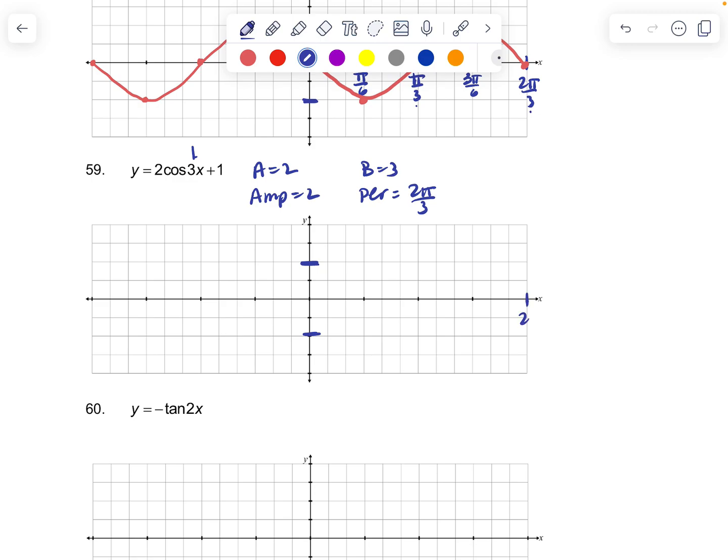Okay, so again, let's label this. This is 2 pi over 3. This is pi over 3. This is pi over 6. And I believe this was 3 pi over 6. I'm just kind of copying from above. All right, I'm going to deal with that +1 later. Okay, so let's kind of highlight it so we don't forget it.